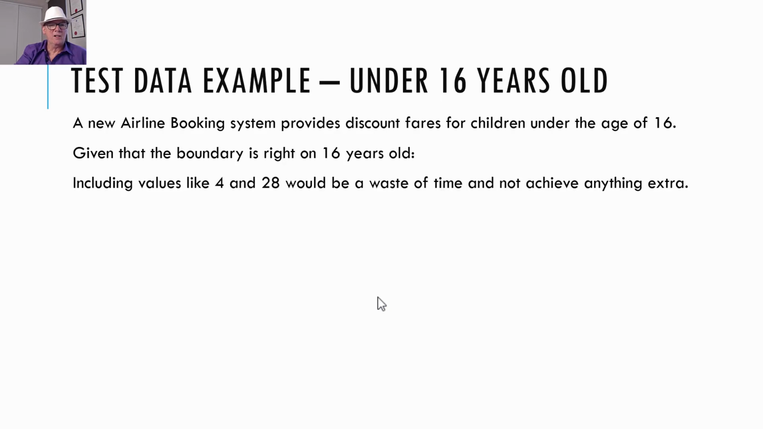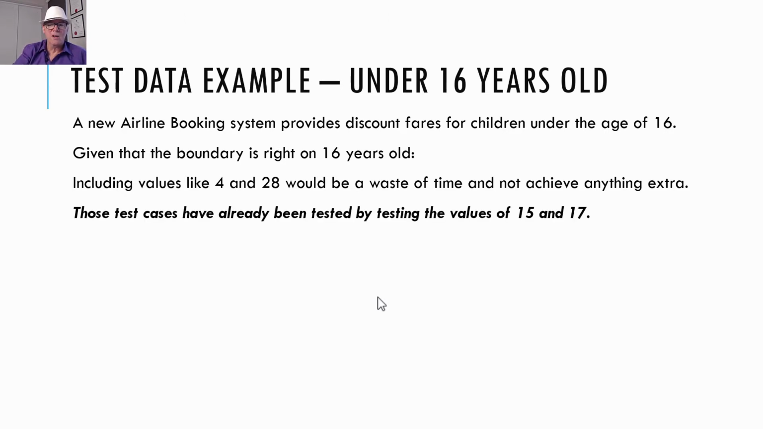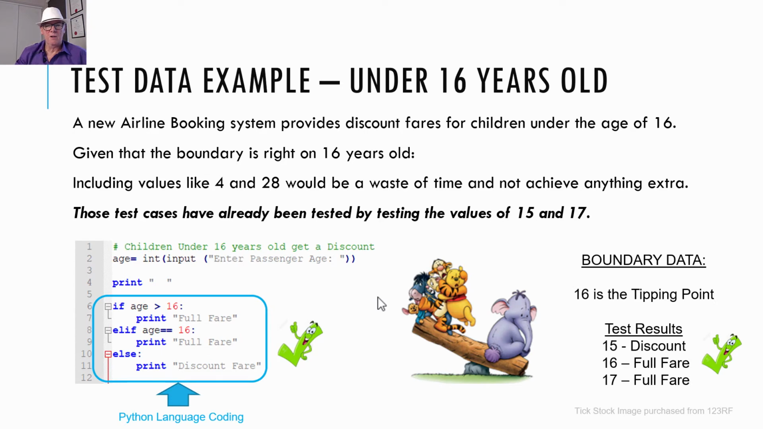So the boundary is 16 years old. Now, don't use values like 4 and 28, right? They're a waste of time, because we're going to use 15 and 17, the ones that are really super close, right on either side of that tipping point boundary. Okay, so they're the ones you use. You don't use things like 4 and 28 or 88 and 1 and things like that. You've got to get right next to the tipping value.